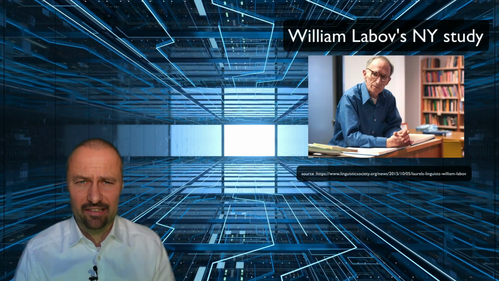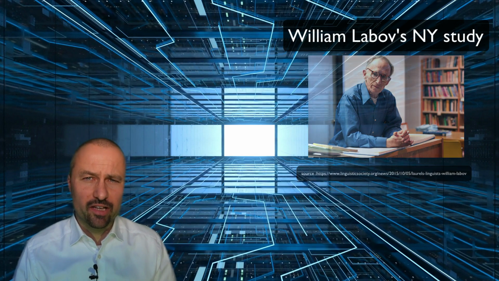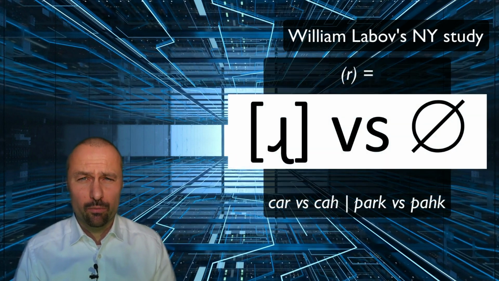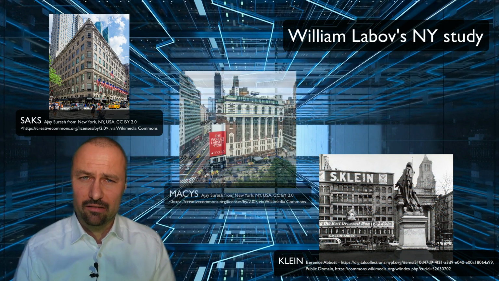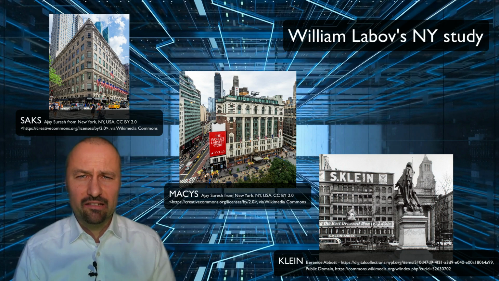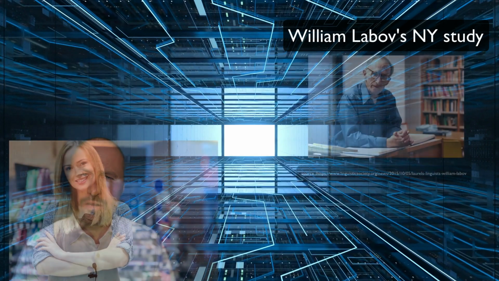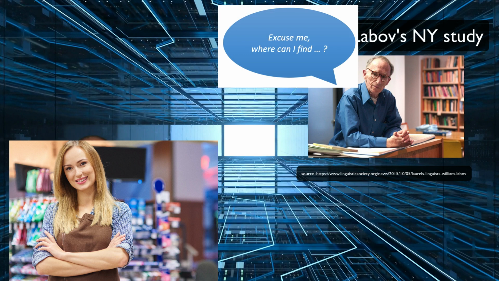Let's look at a classic example, Labov's New York study from the 1960s. William Labov studied the pronunciation of R among workers of three New York department stores. Labov had noticed that some people pronounced the R in words such as car and park, and others did not. In order to investigate the variation in the community, he visited three department stores, one middle class, expensive store, Saks, one inexpensive store, Klein, and one in between, Macy's. There he asked as many assistants as he could find about the whereabouts of a product he knew to be on the fourth floor of each store.